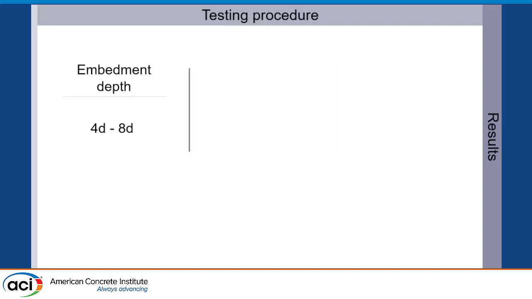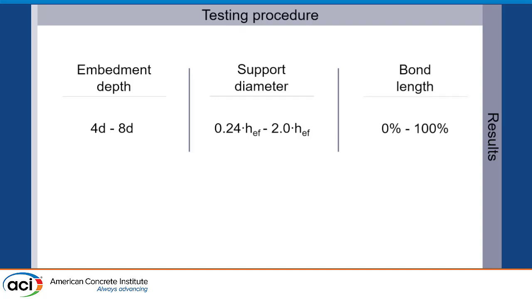The parameters which were varied were, first of all, the embedment depth, so we have 4D and 8D. We have the support diameter, which was between 0.24 H effective to 2 times H effective. And lastly, we have the bond length, 0 to 100%. So what does bond length mean?